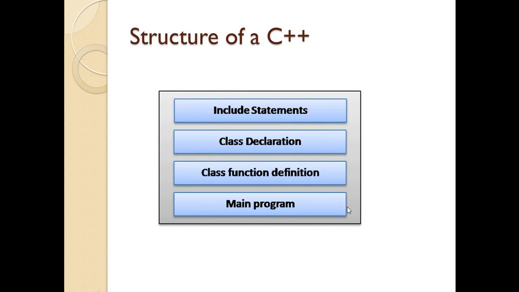Then at the end we will have the main program, right? Since we have the main program at the end, whenever the program is executed, the control will directly come to the main program. From the main program, all the functions and variables will be accessed with the help of objects. That is why we call it a bottom-up approach, right? The control will be transferred from bottom to top. So this is the structure of C++.